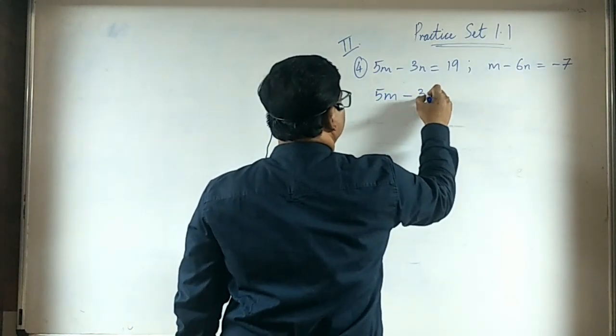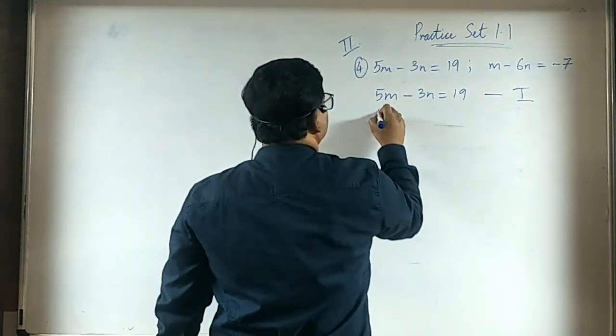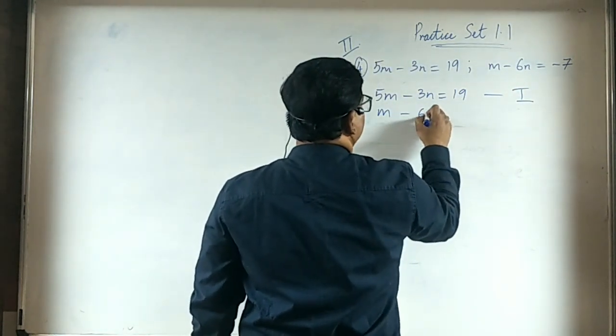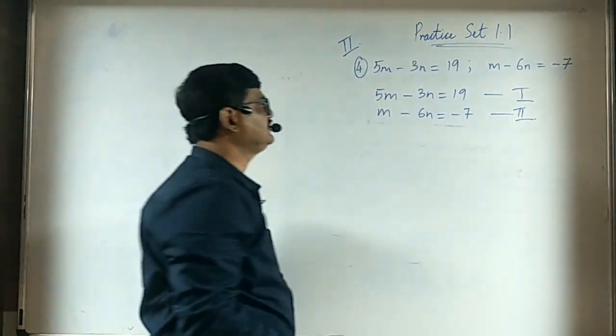5m minus 3n is equal to 19, and that's my equation number 1. And you have m minus 6n is equal to minus 7. That's my equation number 2. Now let's try to see this.